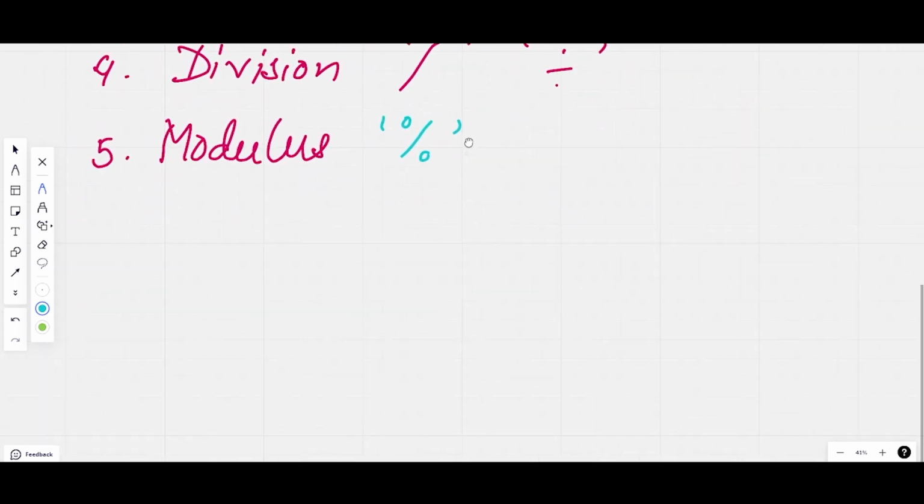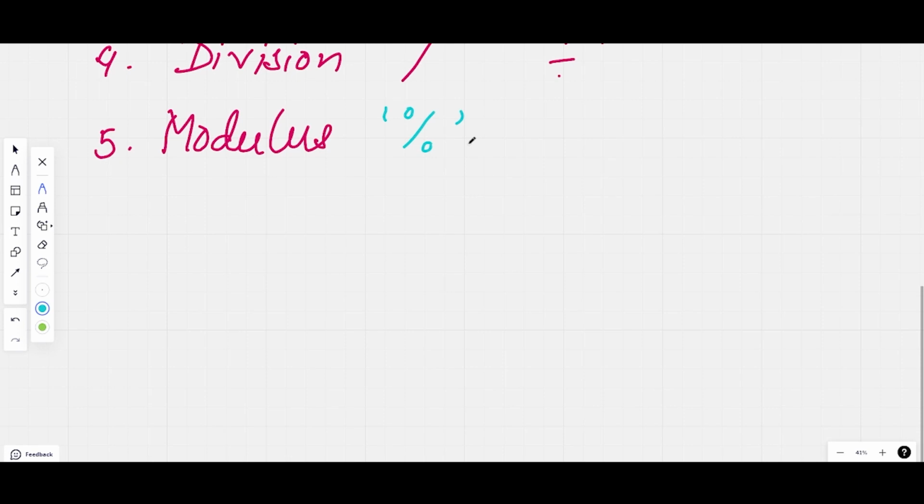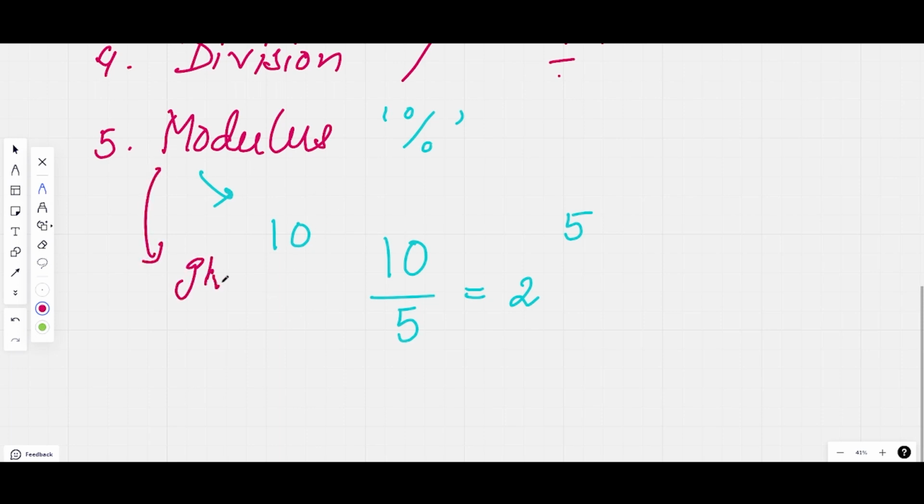Now what does modulus do is very simple to understand. Let's say I have 10 and one number I have 5. If I ask you to divide 10 by 5, can you tell me the answer? Obviously you can. The answer will be 2. So modulus's job is to give me the remainder of a division. That means it will directly give me the remainder of any division.